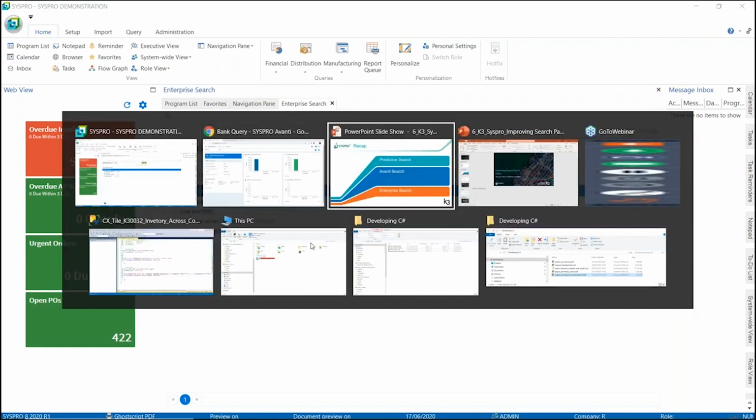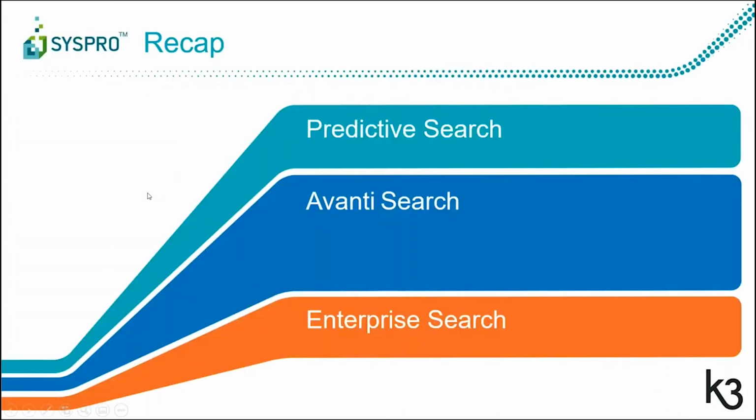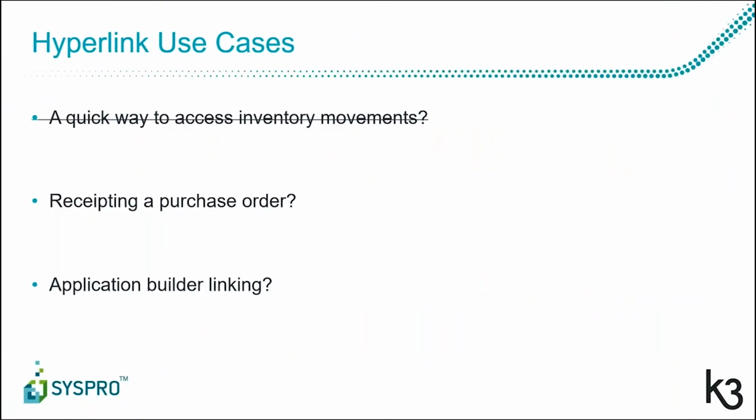Okay, so enough of a recap. Let's hit the two items that we didn't check off last week. So I showed you two weeks ago a way to access inventory movements using hyperlinks. Now I want to show you the bottom two in a bit more detail. So first of all, I'm looking at receipting a purchase order and how we can look at using hyperlinks to enable that process.